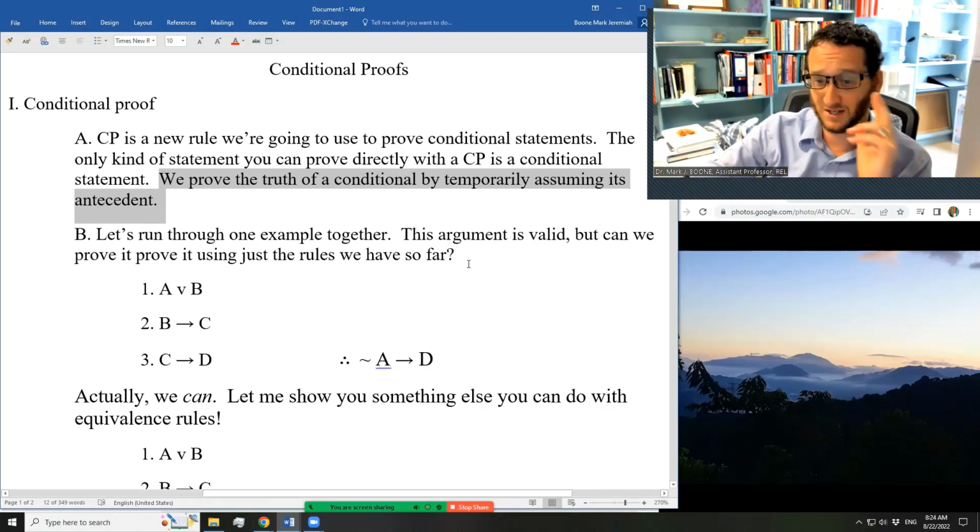So let's do a simple example. But first, let's do something a little bit different, because I don't think I've mentioned this yet, and I probably should have.